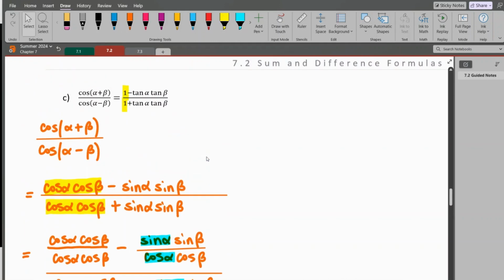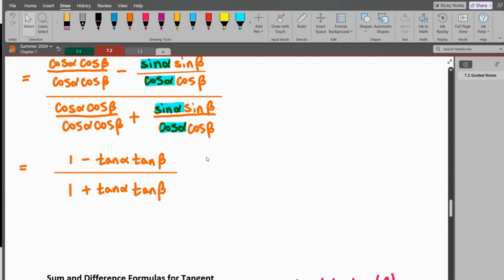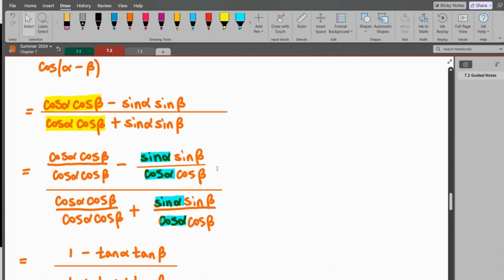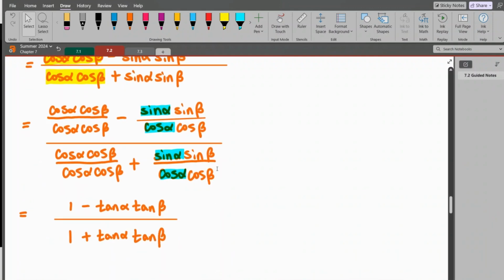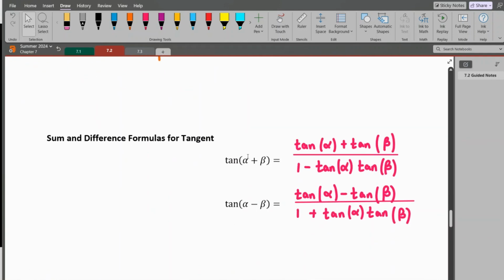And we have officially verified that identity. We've ended up with the right-hand side here. Right. So this brings us to our last two sum and difference formulas, and specifically they're the ones for tangent here.